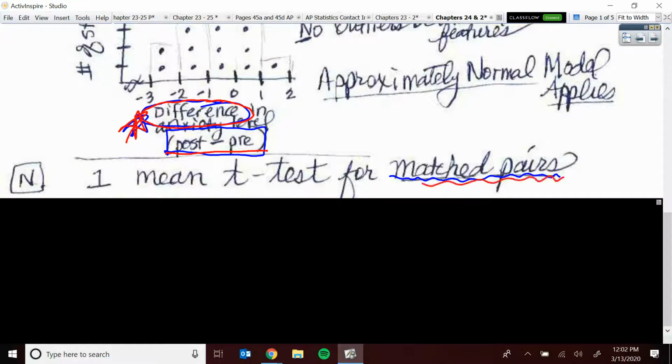This has to be there. If you just say one mean t-test, that's just like a regular old average of one thing. But this is an average of differences of matched paired data. So that has to be in there.